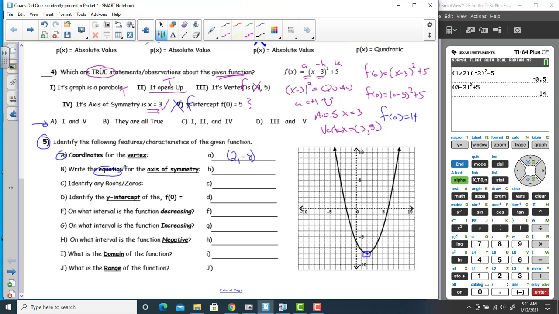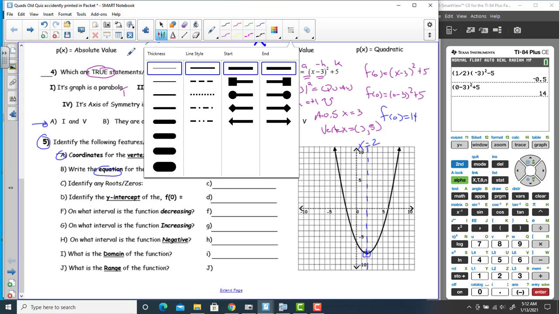The equation for the axis of symmetry is simply the time when the vertex occurred, or it is also the imaginary vertical line that cuts the parabola perfectly in half, always going straight through the vertex. The vertical lines are always x equals something. The equation for the axis of symmetry would be x equals 2. 2 units of time from now is when the vertex occurs.